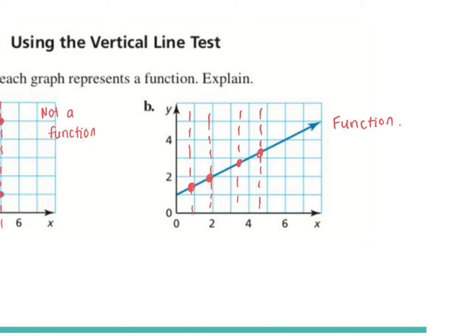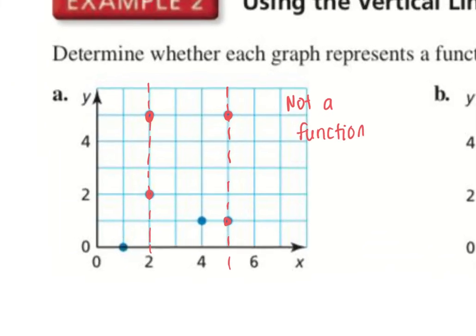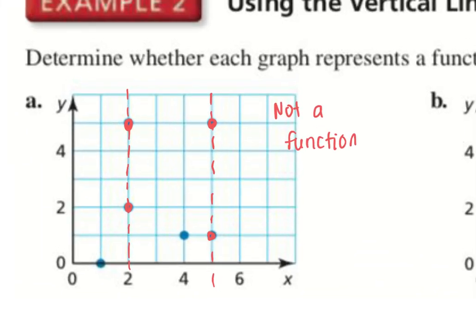Okay, now something really cool to notice. Go back to A. Let's look at what the coordinates are of the points that cause this not to be a function. Well, the coordinate up here is (2, 5). The coordinate down here is (2, 2). The coordinate over here is (5, 5). And the coordinate over here is (5, 1).